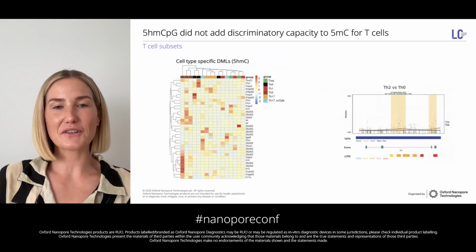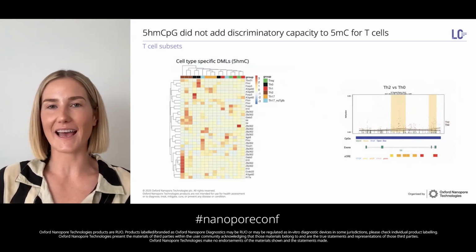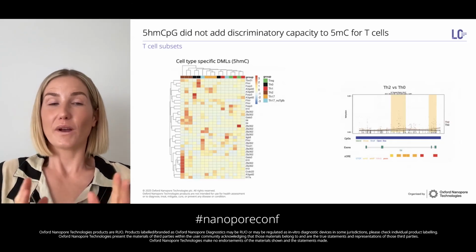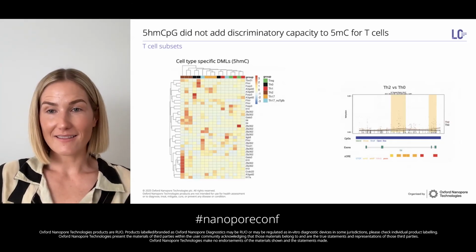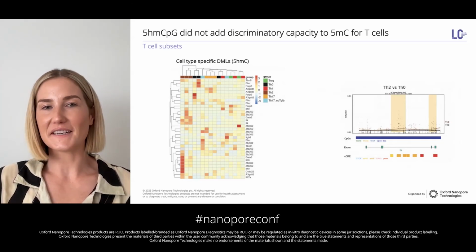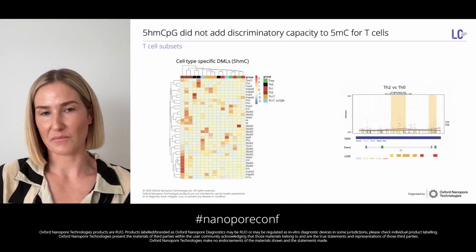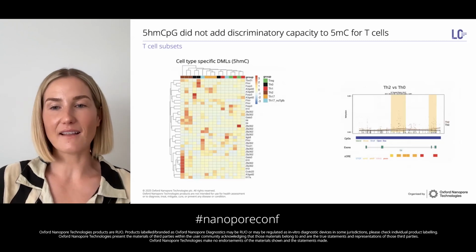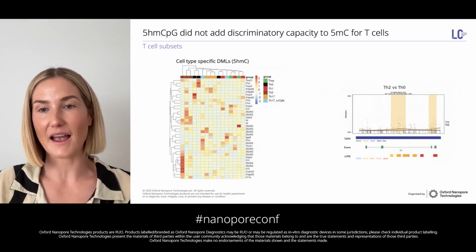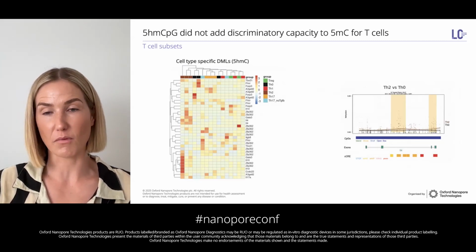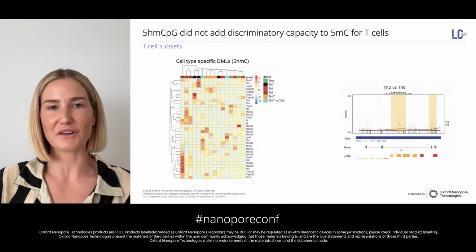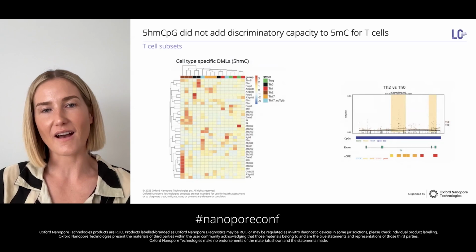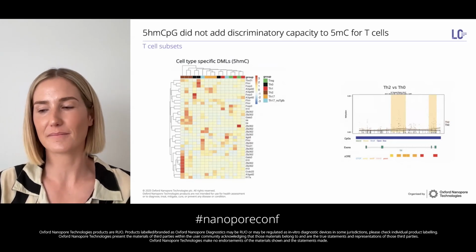Unfortunately, hydroxymethylation in our regions of interest did not add discriminatory capacity for T cells. We're looking at differentially methylated loci in this graph, and we did not find any differentially methylated regions that we could aggregate these to. We think the reason for that is we didn't take a large enough flanking region either side of our promoters for our regions of interest. And if we had done so, perhaps we would have seen a more specific hydroxymethylation profile for each cell subset.